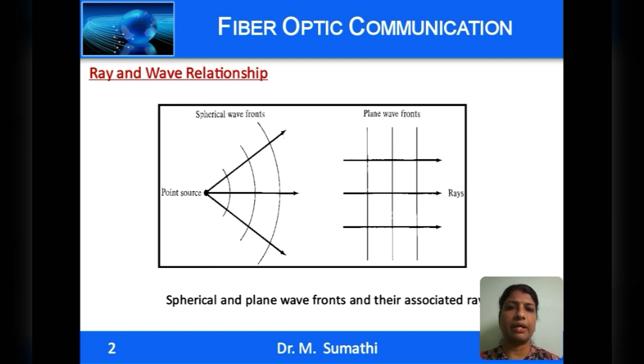And to each wavefront, a ray can be associated in a direction perpendicular to the wavefront, and it gives the direction of propagation of the wavefront. Let me summarize. When the wavelength of light is very small compared to the opening or obstacle, it can be represented as plane wavefronts, and rays give the direction of propagation of the wavefront.